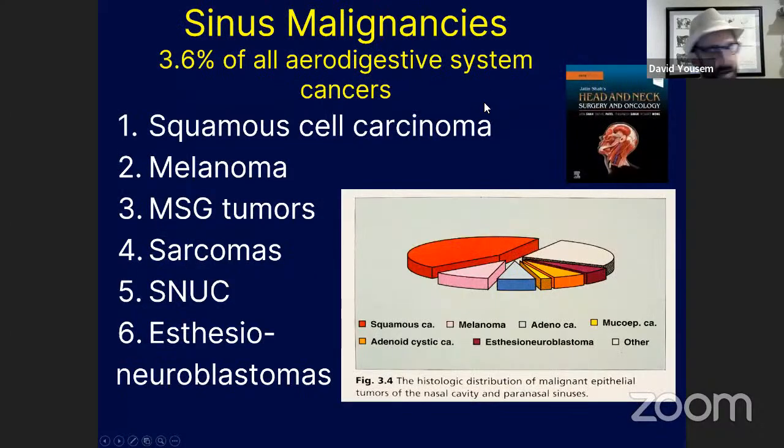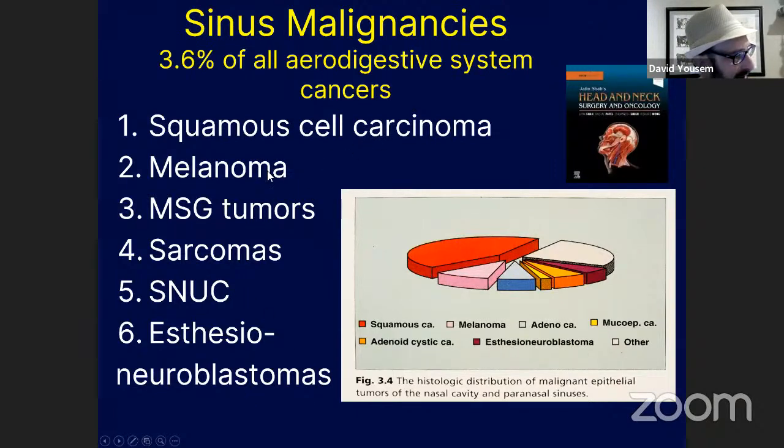All right. So here is a graph from Head and Neck Surgery and Oncology, Jatin Shah, from Memorial Sloan Kettering. And you notice that the most common of the cancers of the nasal cavity and paranasal sinuses is indeed squamous cell carcinoma. And then we have this other category, which are undifferentiated cancers. We have melanoma, which is the pink here, minor salivary gland tumors, etc. And the sinonasal undifferentiated carcinoma, one of the more aggressive of the sinonasal cancers.